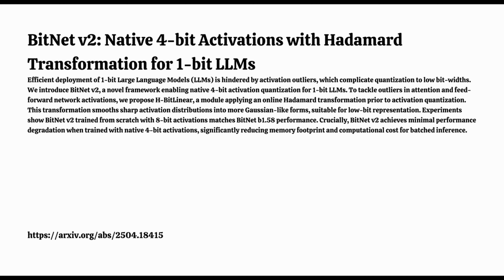Okay, good to know. So let's wrap this up. What's the main headline from this BitNet v2 paper? The big takeaway is that BitNet v2, mainly through this H-BitLinear layer using the Hadamard transform, successfully enables native 4-bit activations in 1-bit LLMs. And it does so while maintaining performance comparable or even better than previous approaches, opening the door for potentially large gains in computational efficiency. That's the core finding. It tackles that activation outlier problem in a novel way, allowing these models to better leverage hardware designed for low-bit arithmetic, especially for batched inference.